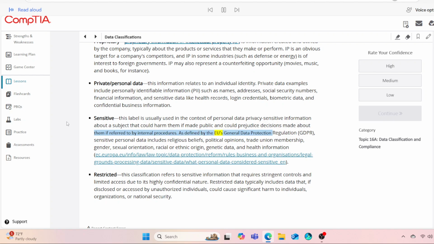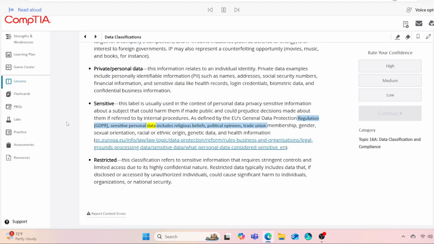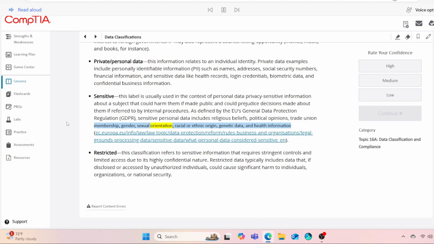As defined by the EU's General Data Protection Regulation, GDPR, sensitive personal data includes religious beliefs, political opinions, trade union membership, gender, sexual orientation, racial or ethnic origin, genetic data, and health information.